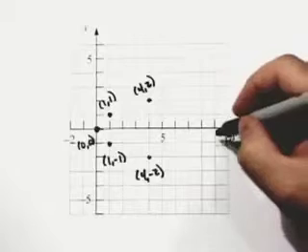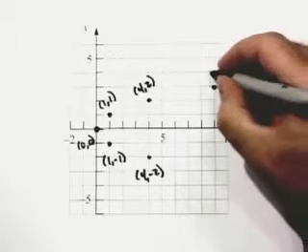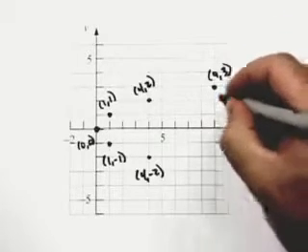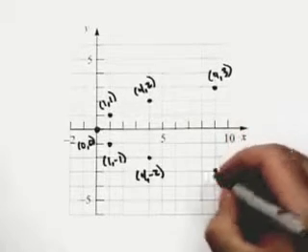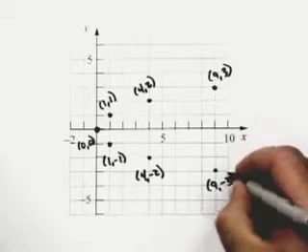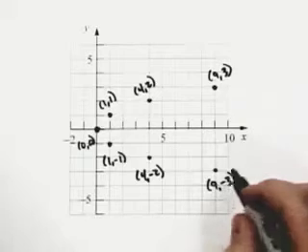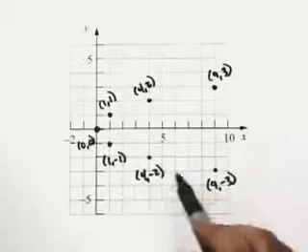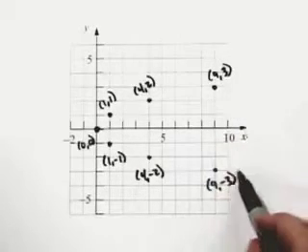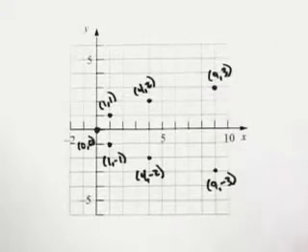And lastly, we found the point 9, 3. And from symmetry, the point 9, negative 3. So we have these 7 points plotted. The last step would be to connect these points with a smooth curve and draw some arrows at the ends to indicate that the graph continues on.